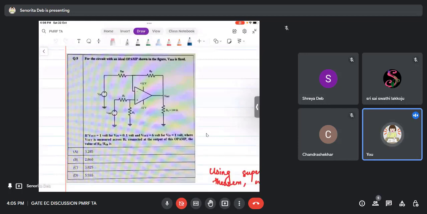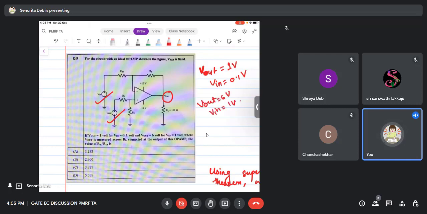So in this question, two voltage sources are given in the input, right? So you can see the Vin is there and Vref is there. Okay, so Vout is 1 volt for Vin 0.1 volt. So what they have given is the value of Vout for a particular value of Vin, right? So Vout is 1 volt for Vin 0.1 volt and Vout is 6 volts for Vin 1 volt.